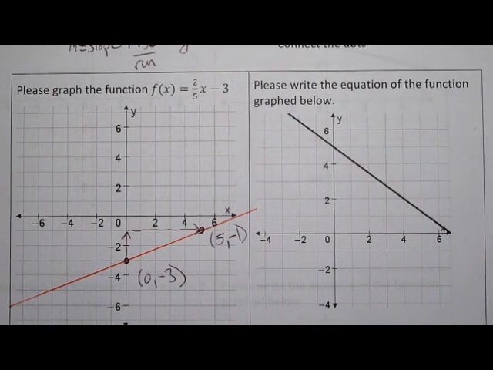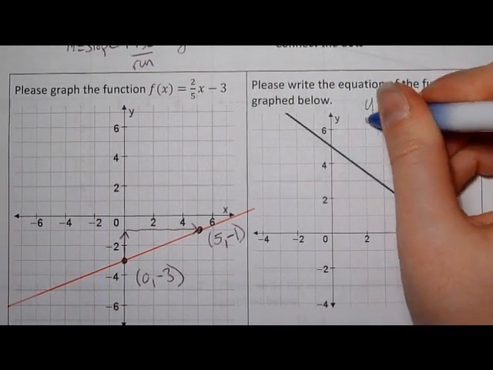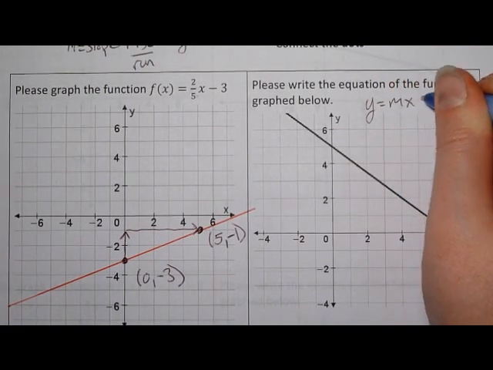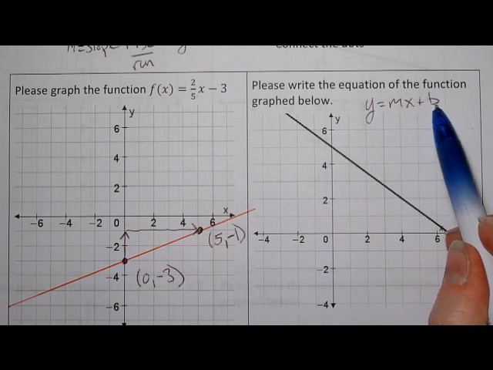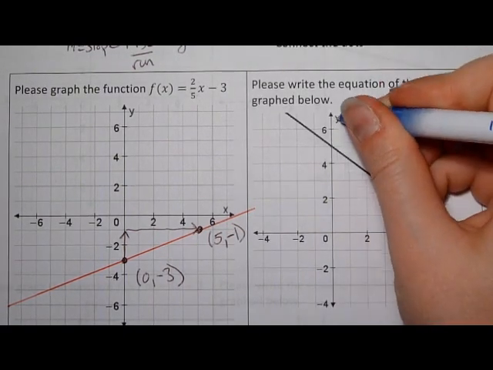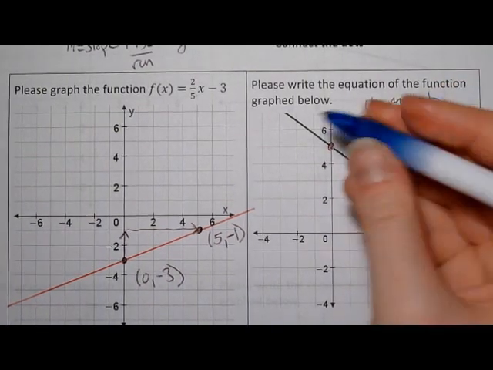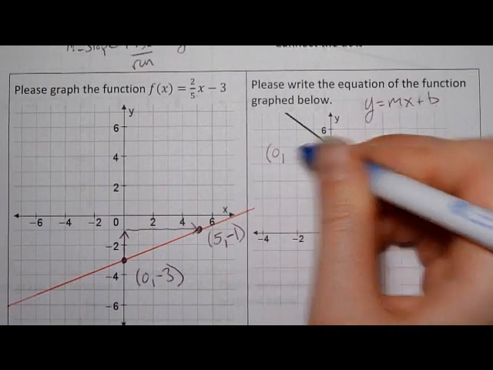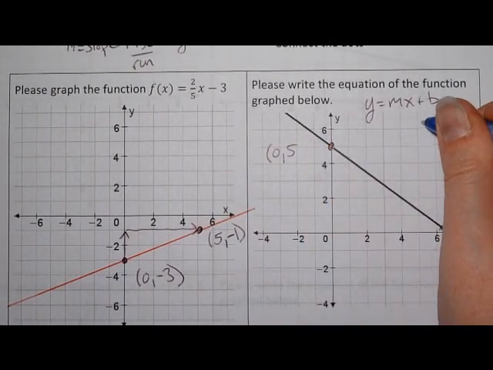I could also be given a line and asked to write an equation to describe that line. So I know that I'm going to write my equation in the form y equals mx plus b. This means I need to know the y-intercept b and the slope m. Y-intercept is easy to find. I just look on my y-axis and find where my graph crosses. This is the point 0, 5. So I know that b is going to be +5.